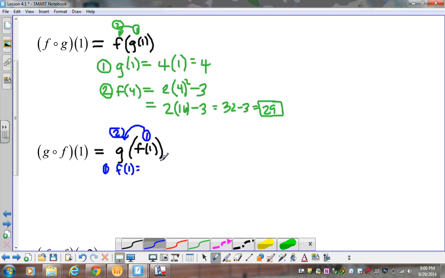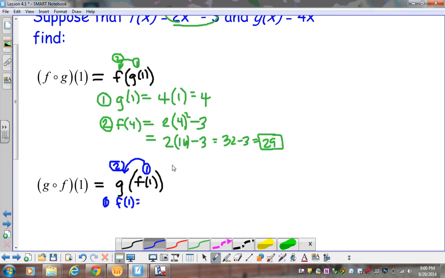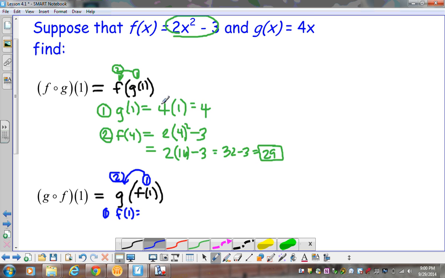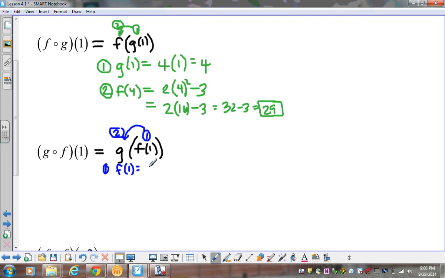So f of 1 means I'm going to take 1 and plug it back into my original function, my f of x, which is 2x squared minus 3. So let's plug in a 1. We get 2 times 1 squared minus 3. So 2x squared minus 3, and I've got a 1 here.